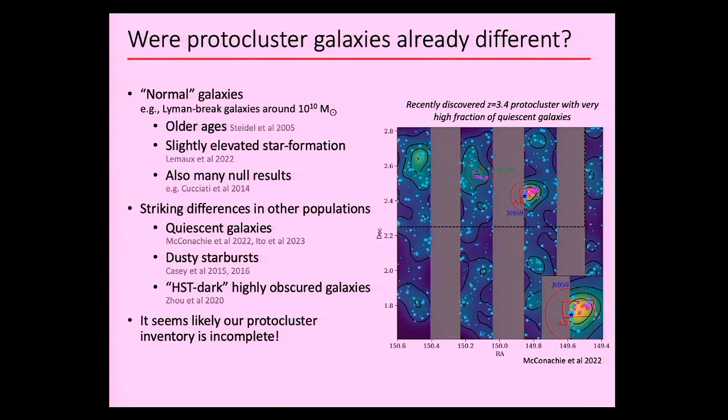Another one was reported just this year. Caitlin Casey has talked about dusty starbursts and how they have a weirdly high abundance in a lot of protoclusters. Other very obscure galaxies might be similar. But what I think is striking is that this is probably the best studied patch of the entire sky for extragalactic astronomy, and there are huge protoclusters that we're just now finding. So I think it's pretty clear that the inventory is not complete.